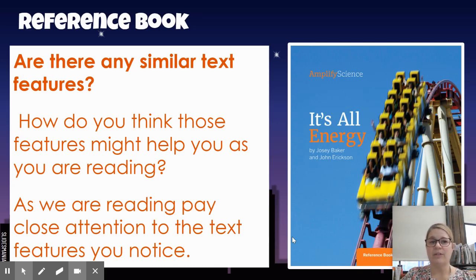All right, if you should remember this reference book, we talked about it real quick in our last activity. And my question was, were there any similar text features? And I believe we said that there's a table of contents in both books, that there are pictures in both books, that there are tables in both books, headings, bold words, a glossary. All those things are text features in both of our reference books. As I read some of this aloud to you today, be sure you continue to pay close attention to the text features in this book, It's All Energy.